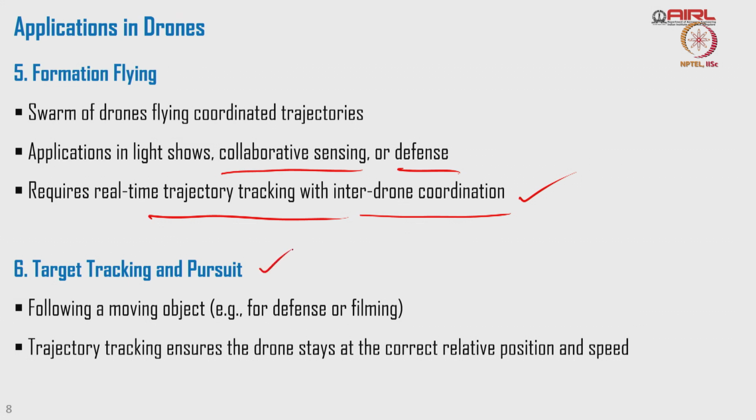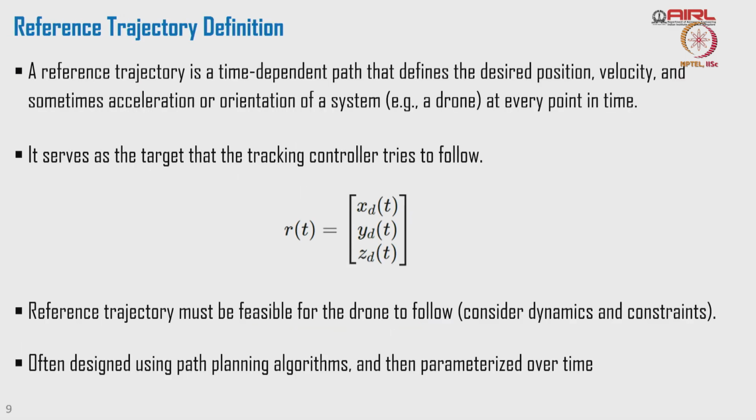Okay. Target tracking and pursuit. So, if a drone is assigned to follow an object, then trajectory tracking ensures that the drone stays at the correct relative position and speed with the object that it is following. Okay. So, these are some representative example scenarios where we know that a drone is a very potential solution. However, if the trajectory tracking control is not good enough, then the drone might not serve the purpose, and though it is intended for some application, we will not get any fruitful result out of that. So, we need proper trajectory tracking, right.